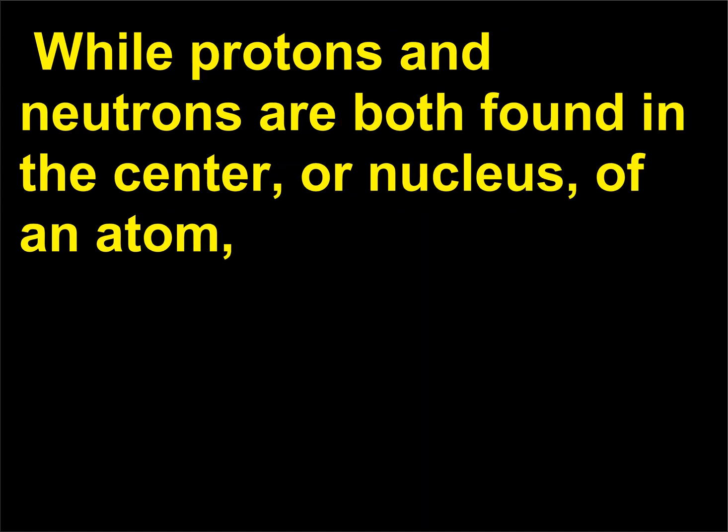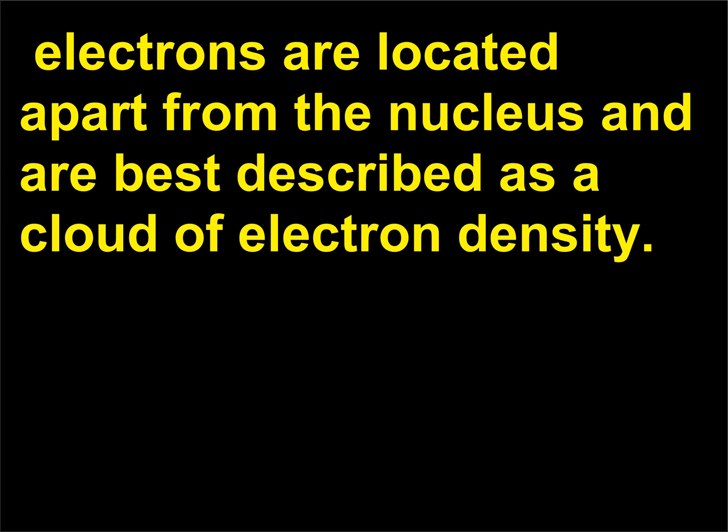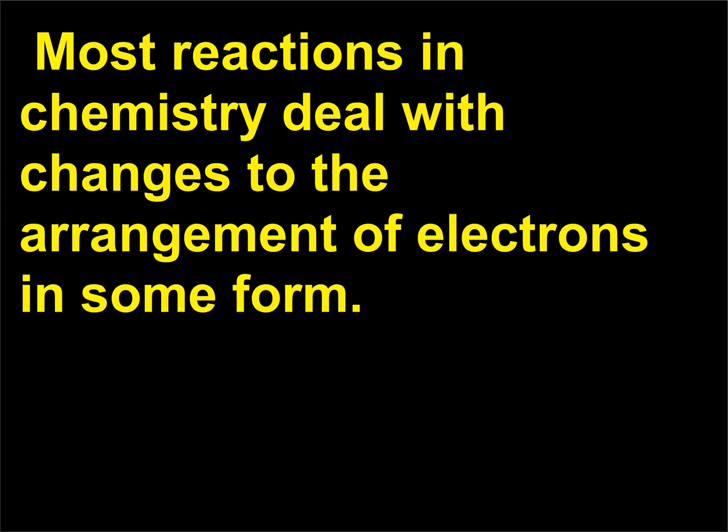While protons and neutrons are both found in the center, or nucleus, of an atom, electrons are located apart from the nucleus and are best described as a cloud of electron density. Most reactions in chemistry deal with changes to the arrangement of electrons in some form.